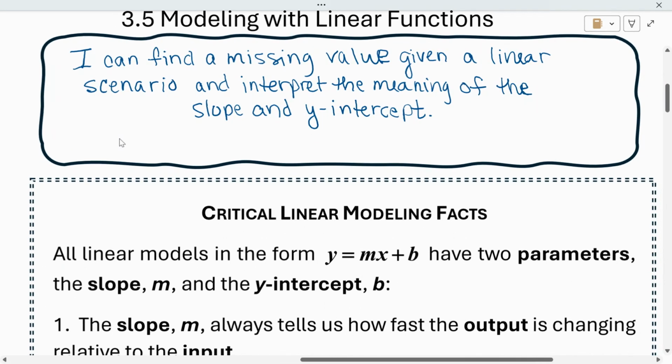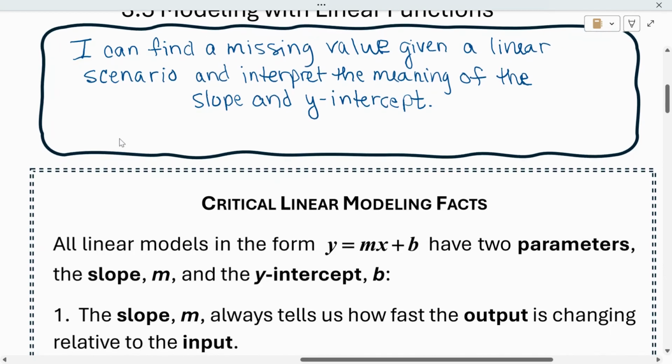So some things to remember. We are talking about linear functions written in the form y equals mx plus b. Remember that linear functions written in this form have two parameters. Remember we said yesterday, or actually I think on Thursday, that parameters are things that we need, right? These are the things we must have in order to write an equation in slope-intercept form.